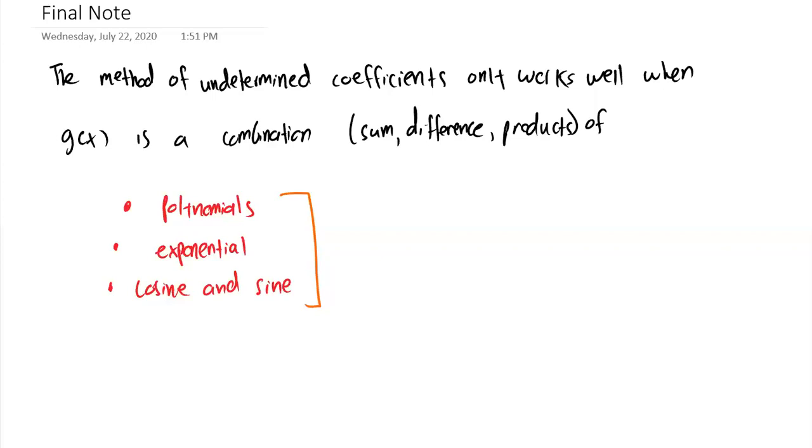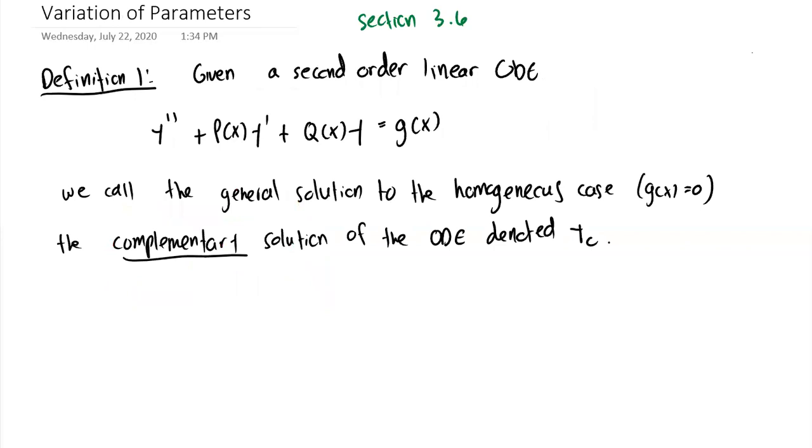So as I mentioned, we're going to try to generalize this method so that we can do it where g of x is not necessarily a combination of polynomials, exponentials, or sine and cosines. That's what we're going to do in this section, and we're going to call this section variation of parameters, and you'll see why we give it this name.